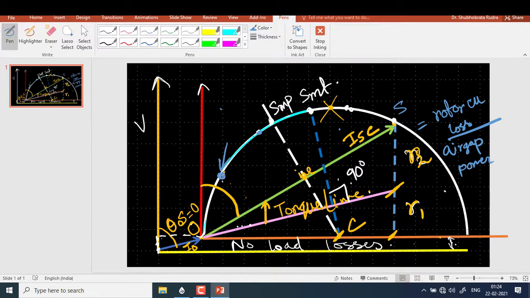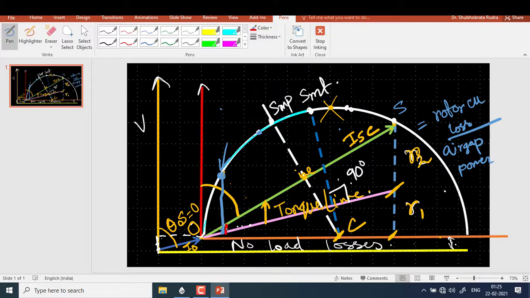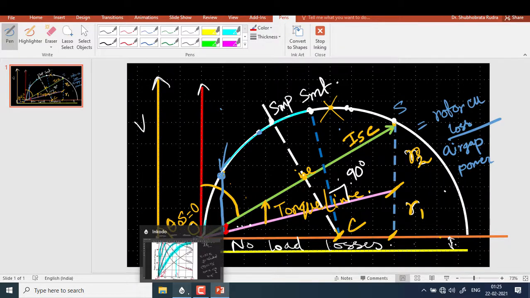The answer is, you have to draw a line perpendicular to your torque line. For that line you have to figure out the ratio of the length of this red line and this blue line, and you will get the corresponding value of slip. So that is all about your circle diagram based on your approximate analysis. We will discuss the exact circle diagram in our next video.